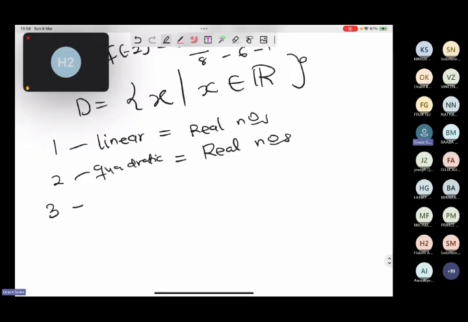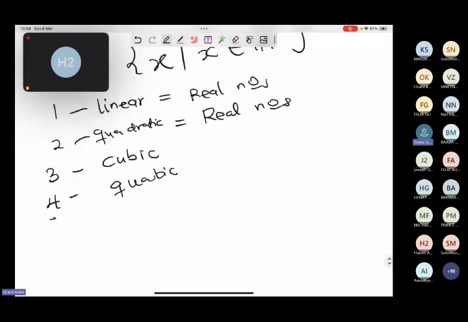If the power is 3, we are going to have cubic. If the power is 4, we are going to have quartic. If the power is 5, obviously we are going to have quintic. 6, we are going to have sextic, and so on. Looking at what we have done so far, what do you think the domain will be if the power is 3? If the power is 3, we are having x cubed maybe plus 1. What do you think the domain of this function will be?